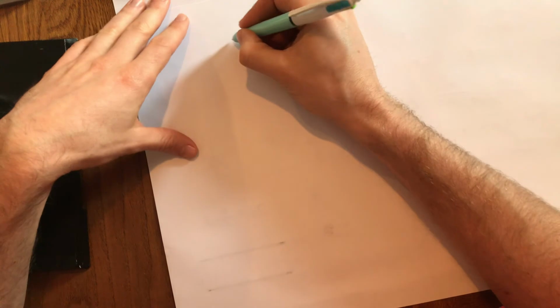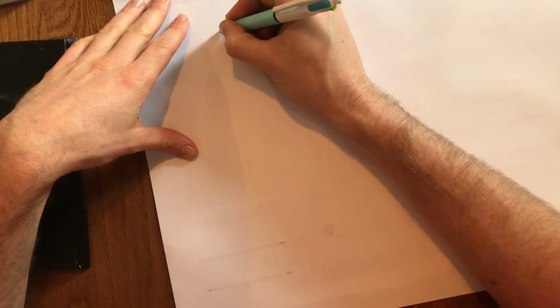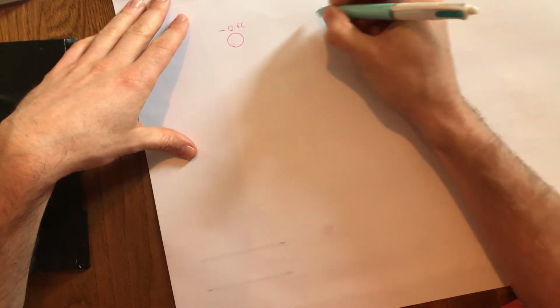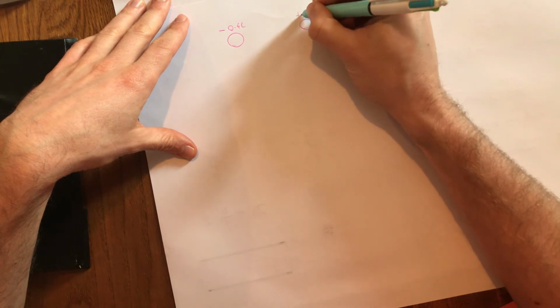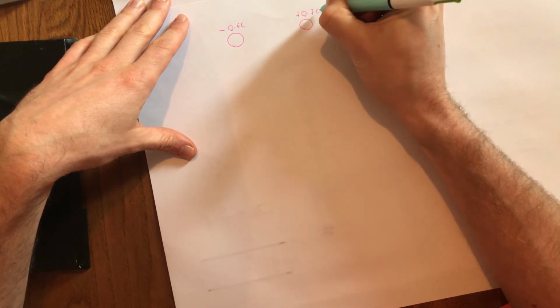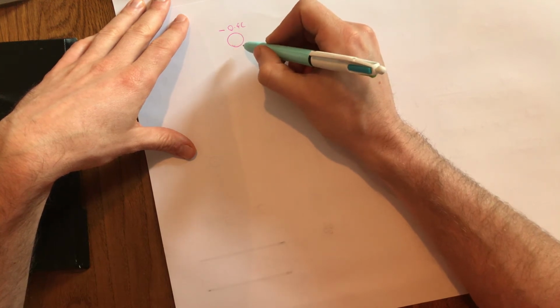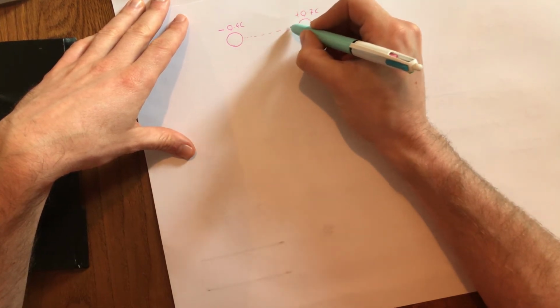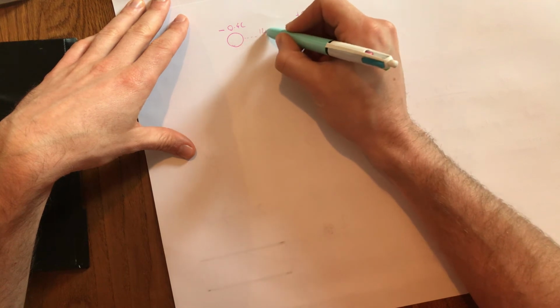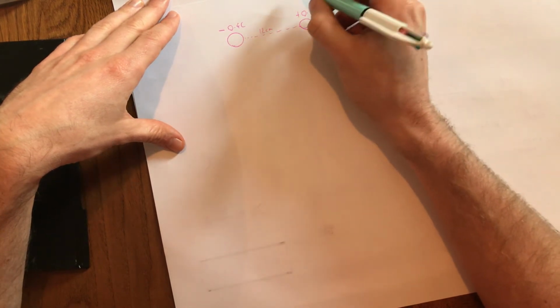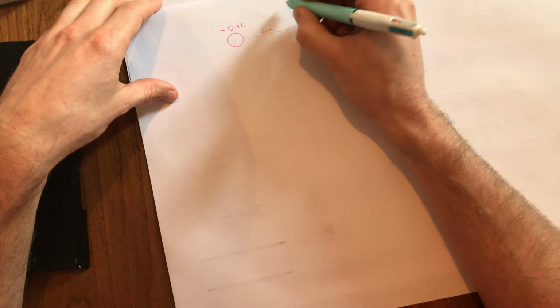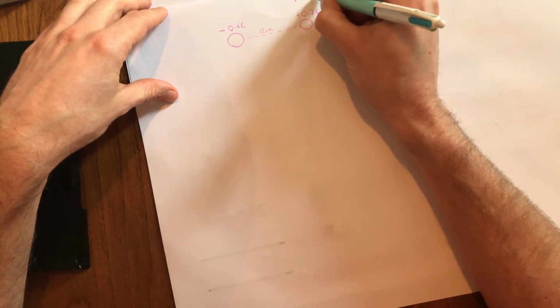Okay. So I've got two spheres. We've got one sphere with a charge of negative 0.4 coulombs, another which is positive 0.7 coulombs, and they are placed 12 centimeters apart. Okay, let's say that's 12 centimeters, and they've each got a radius of, let's say, 1.5 centimeters. So r equals 1.5 centimeters.